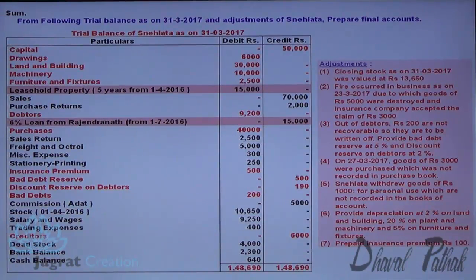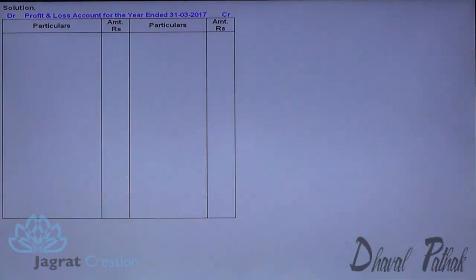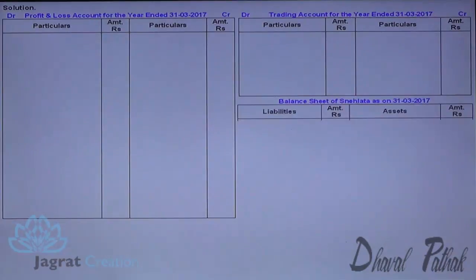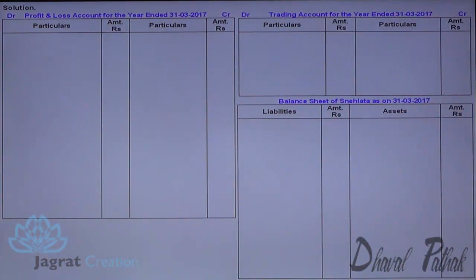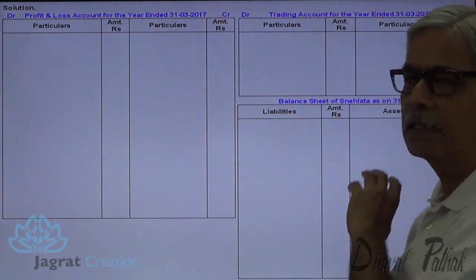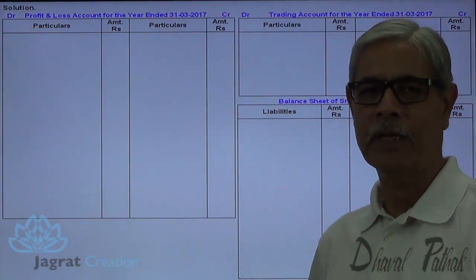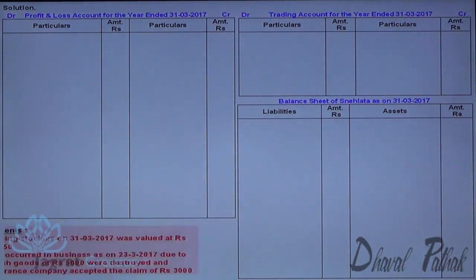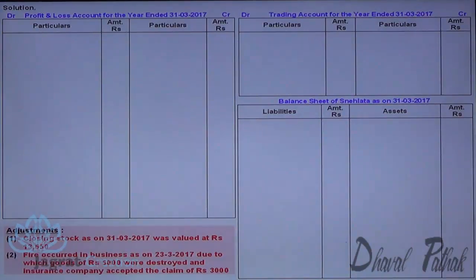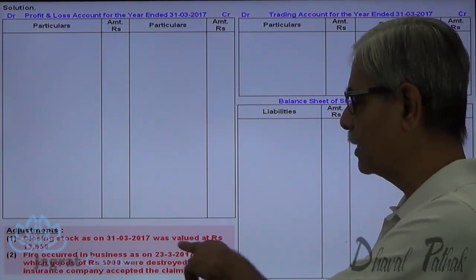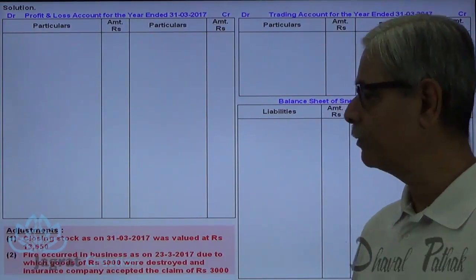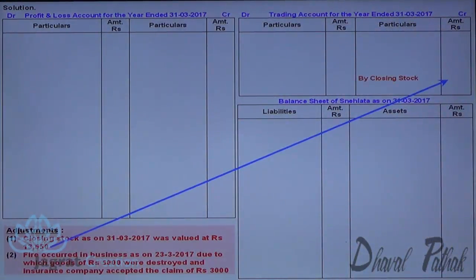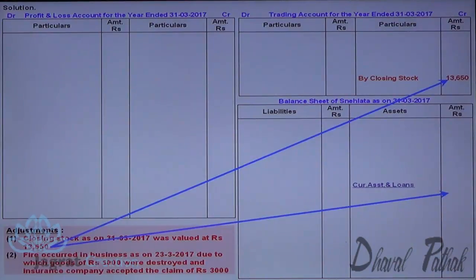Now let me prepare the trading account, profit and loss account and balance sheet. I have prepared the trading account for my convenience, otherwise trading account is first, then profit and loss account and then balance sheet. I'll start with the adjustments. Closing stock on 31/3/2017 was valued at 13,650. Trading account credit side, balance sheet asset side.